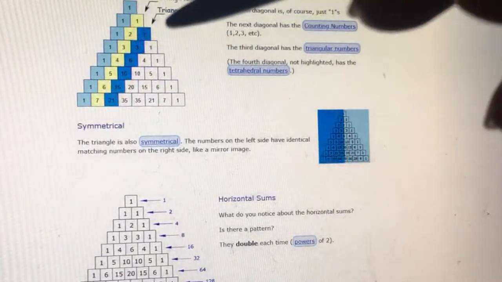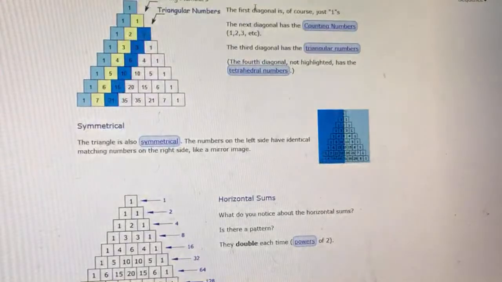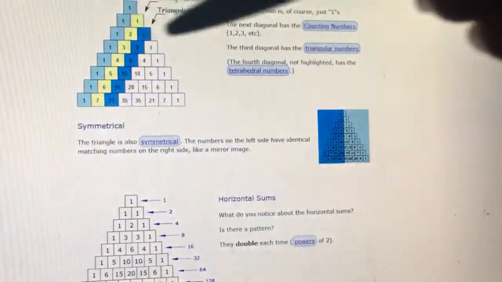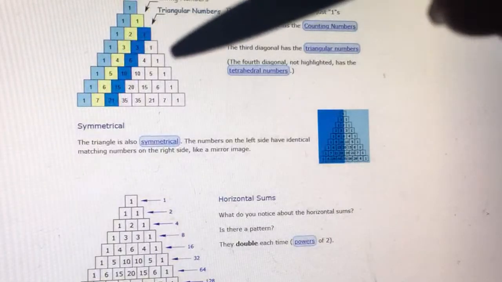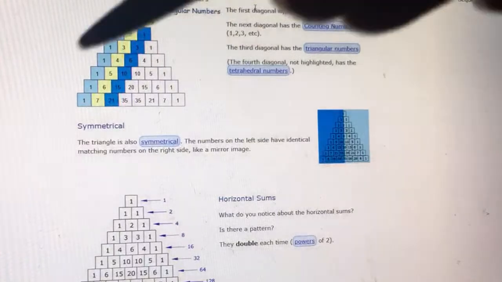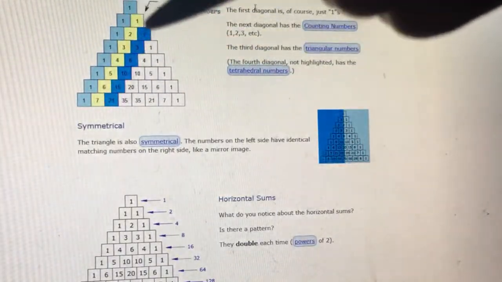Now row 3, you have 1 plus 1 equals 2 in the middle. Now that 1 plus 0 on the left hand side gives you 1. That 1 on the right hand side plus the 0 on the right hand side will give you 1. So that's how you get all these 1s on the right hand side and all these 1s on the left hand side. And the middle is the sum of those two.